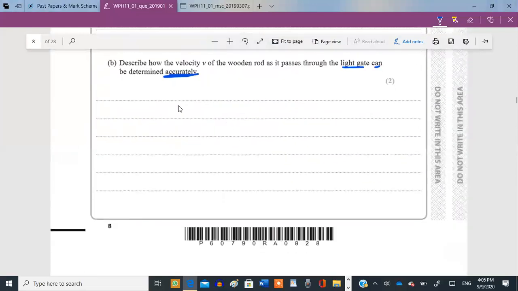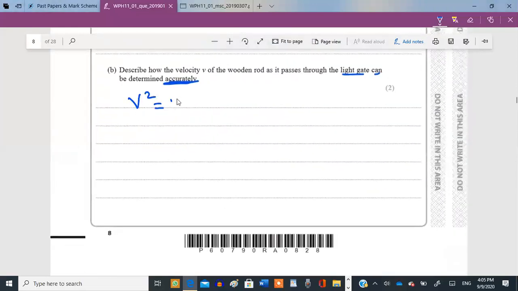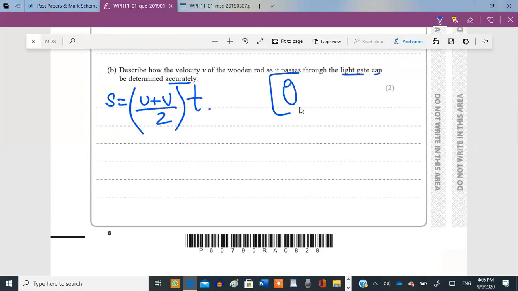Basically for this, v squared equals u squared plus 2as needs to be applied, which will give you the value for acceleration. But for determining the velocity v, we don't need this equation at all because we don't have the acceleration. So we are going to use the formula that lacks acceleration: s equals (u plus v) upon 2 into t. We don't have the acceleration, we need to determine this in the next step. So we can use this formula.